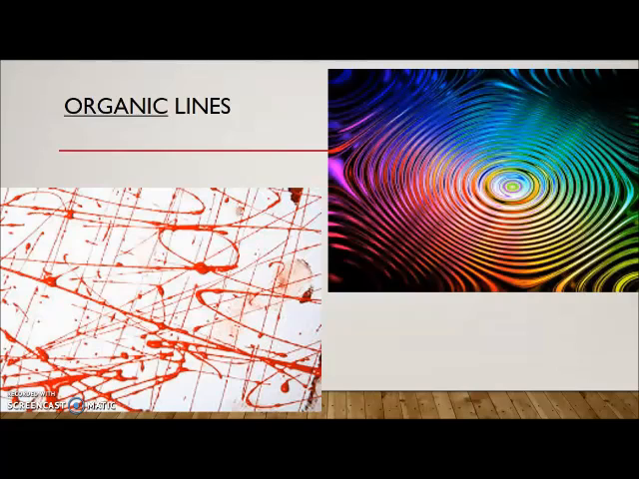As we see in this painting here, the lines that are painted on top of the canvas are examples of organic lines. Again, organic lines are free-form lines, and geometric lines are lines that we see in math, like angles or arcs. Okay?